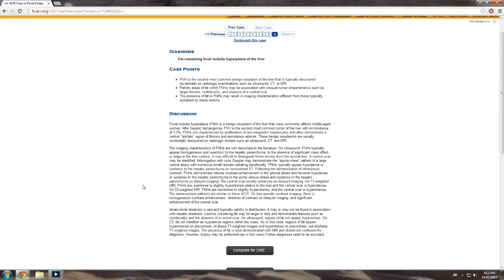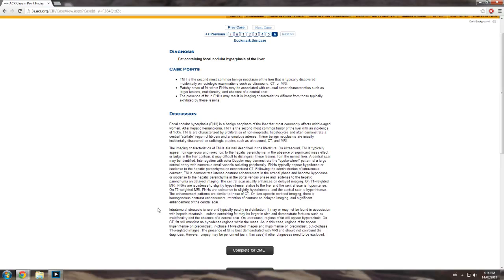On liver-specific contrast imaging, there is homogeneous contrast enhancement, retention of contrast on delayed imaging, and significant enhancement of the central scar. Intratumoral steatosis is rare and typically patchy in distribution. It may or may not be found in association with hepatic steatosis. Lesions containing fat may be larger in size and demonstrate features such as multifocality and the absence of a central scar.